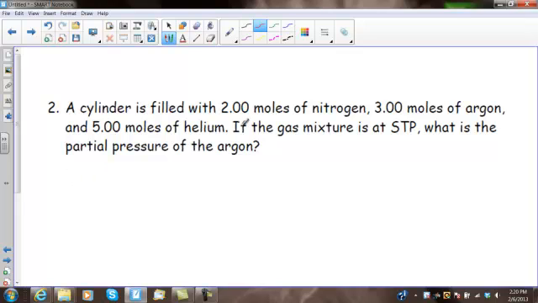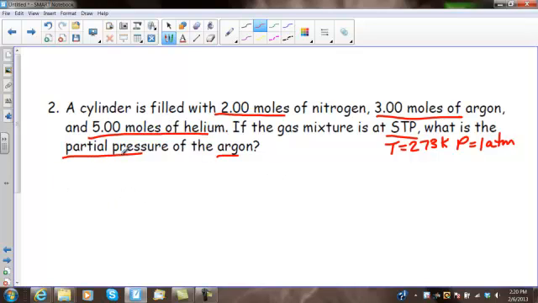It says a cylinder is filled with 2 moles of nitrogen, 3 moles of argon, and 5 moles of helium. It's at STP. So STP means standard temperature is equal to 273 Kelvin and pressure is equal to 1 ATM or 101.3 kPa, but I'll explain in a moment why we're using ATM. And they want to know the partial pressure of argon. Well, there's a couple different things going on. They're asking about pressure, but they gave me moles. So I have to introduce a new formula, and it's called PV equals nRT.